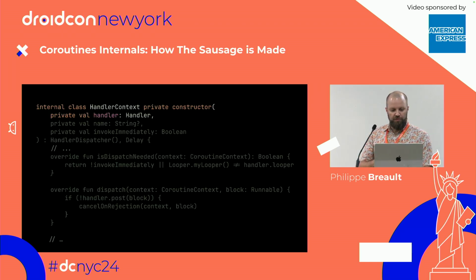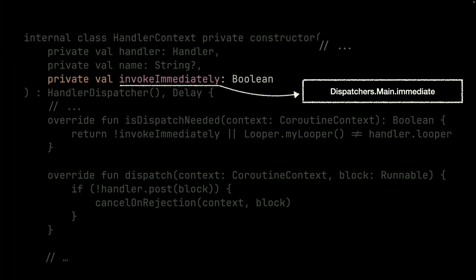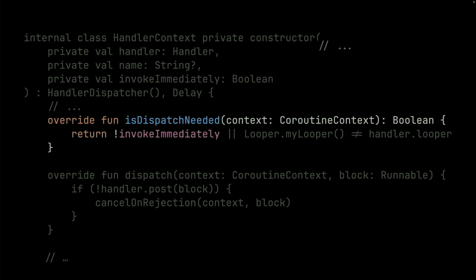So let's take a look at the code for the handler context. It is based on a handler, and it also has an invokeImmediately Boolean. If you've ever used dispatchers that made it immediate, the way that it works is that if you're already on the main thread, it doesn't try to do a dispatch. Making a dispatch in this case would mean posting to a handler, so this makes it slightly more efficient. We have this isDispatchNeeded method that we talked about earlier, where we are determining if we should run it in place or try to dispatch it through the handler.